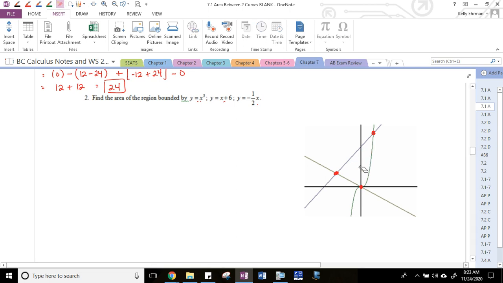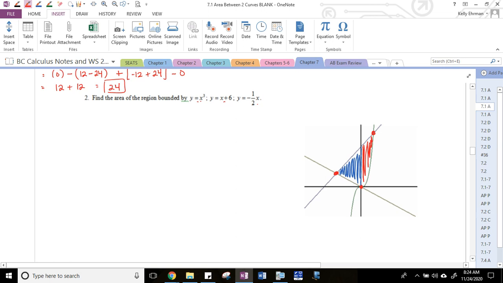Actually, I'm going to undo my shading here. Everything's in terms of x, so I need to think, wait, what is the top and what is the bottom? Well, cut by the y-axis, this line is on top of this line. So here's one area. And then on the right side of the y-axis, this line is on top of the x cubed. So here's the second integral that we're going to be finding.